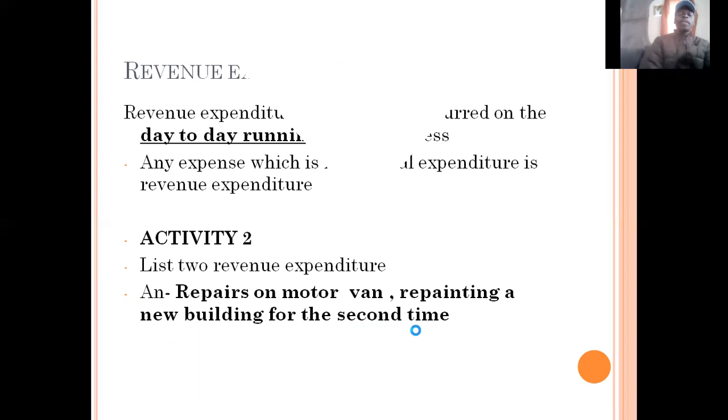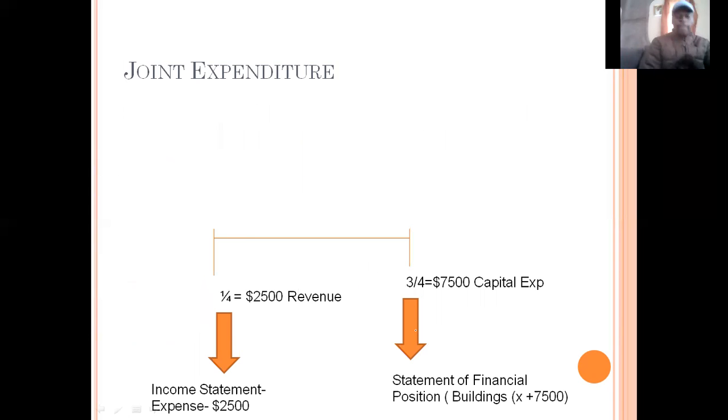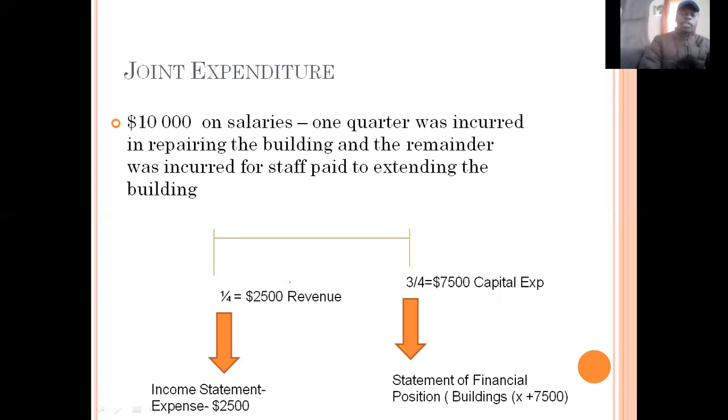Okay, we need also to move to this new aspect, which is favored again by the examiners, particularly those taking Cambridge. We have what we call joint expense. Let me give you an example. Let's say in your trial balance, you find an expense of $10,000. This $10,000 is indicated as salaries in your trial balance, but there is an additional note that says 1/4 was incurred in repairing the building.